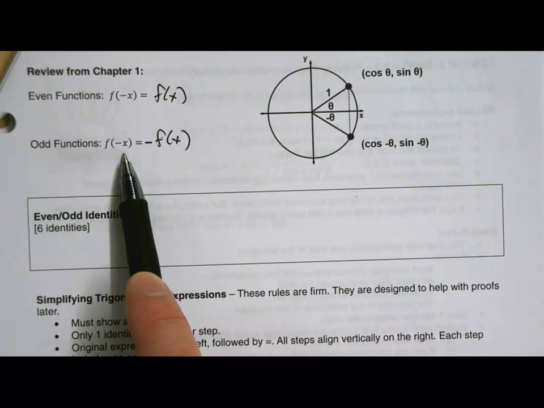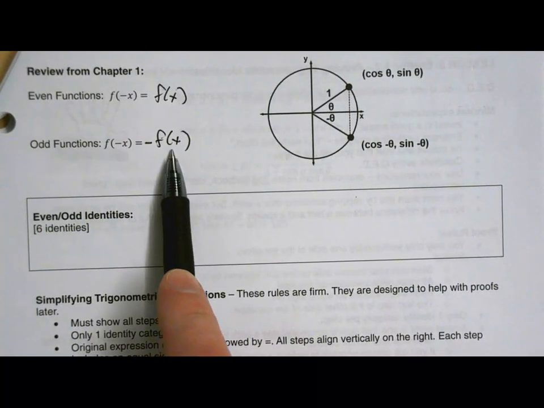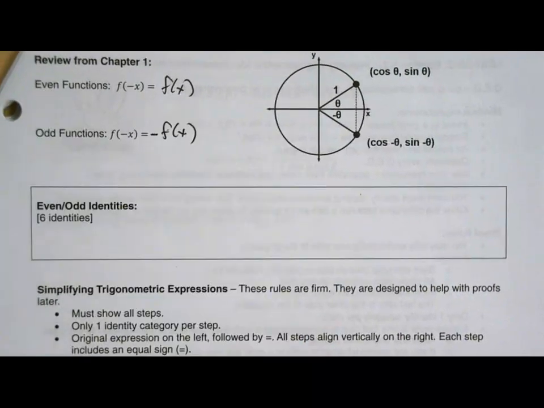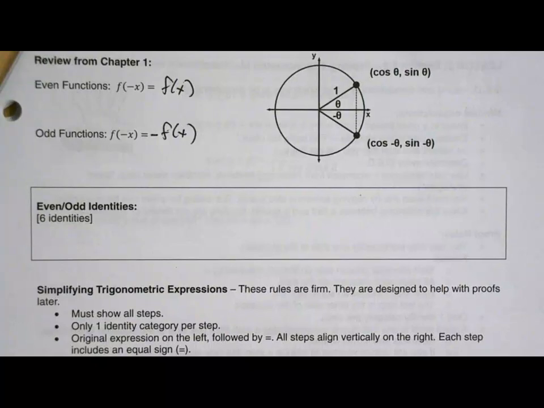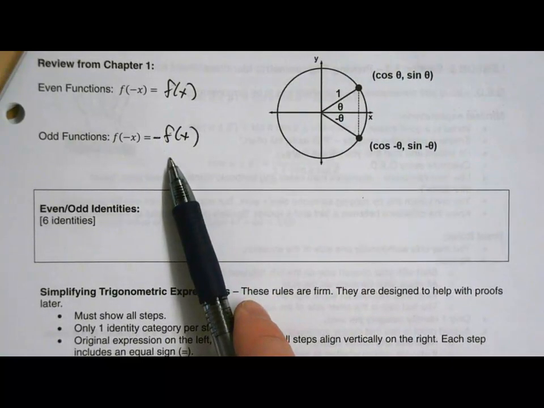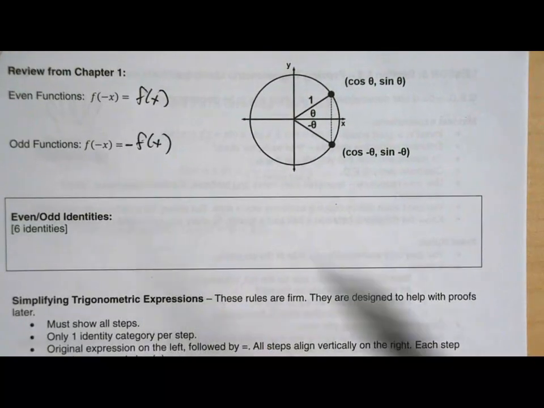So moving forward, you're going to actually be able to use these things to do useful things. And I hope that you will remember them going forward and why. I don't actually have the even and odd identities memorized. There's 6 of them. I just know which of the functions are even and which ones are odd, and I'm able to apply this really quickly. So let's figure out which ones are even and which ones are odd.